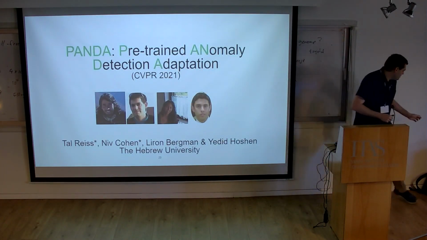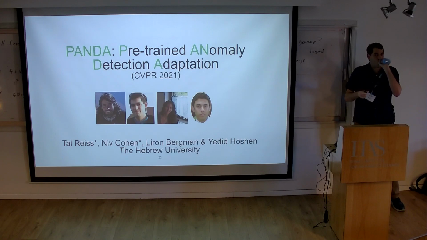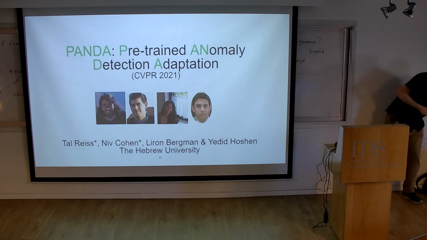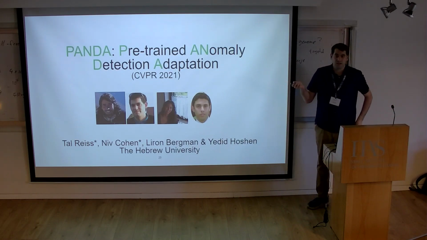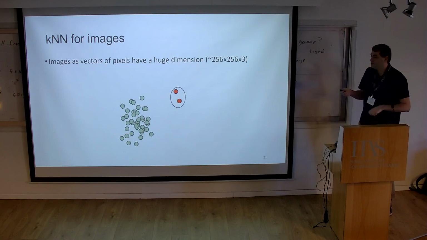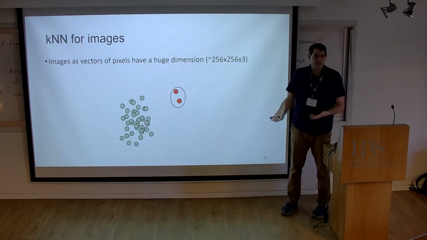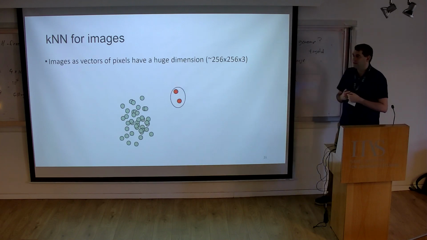Okay, and now, any questions until now? So now let's talk about the Panda, the work that uses pre-trained features for images. So we would like to do this very simple KNN method to deal with anomaly detection in images.